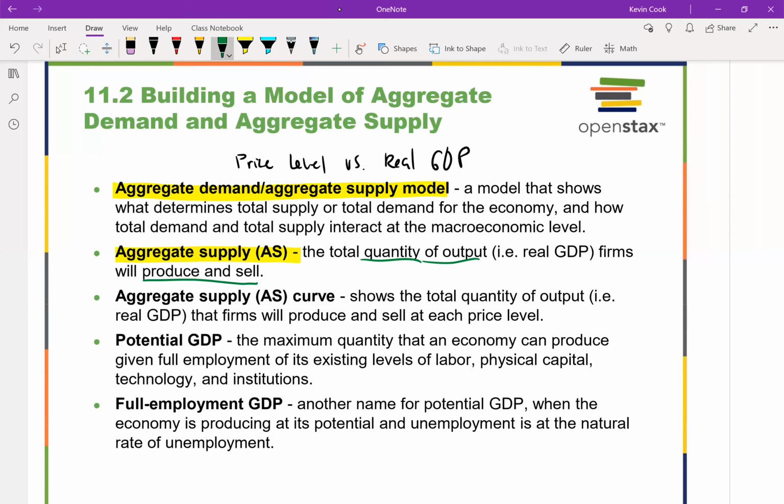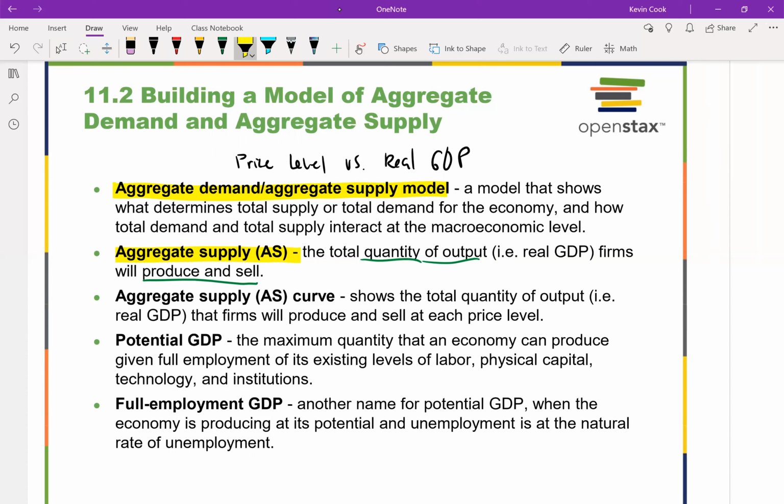The idea is, if we think about any one individual good, if the price goes down, firms are going to produce less of that good. So if across the board price levels go down, there are going to be fewer firms willing to produce at that low price level. And our curve is just a curve that shows what we are looking at.